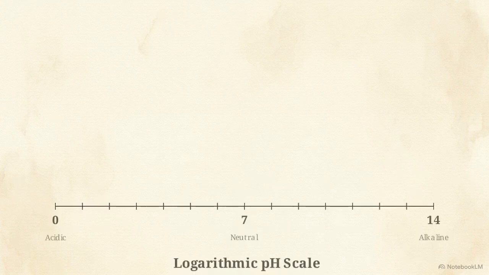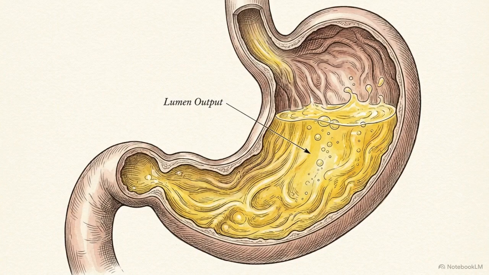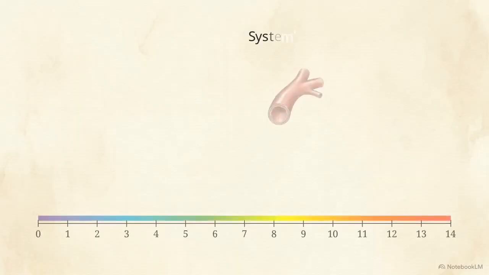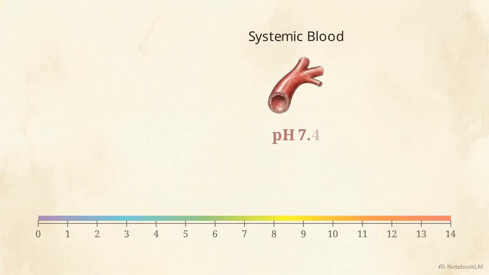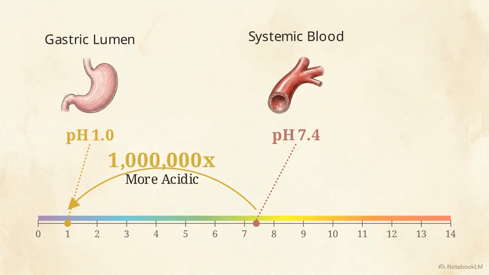Looking at this logarithmic pH scale, we can map the chemical gradient maintained between the systemic blood and the stomach. Every day, the stomach produces roughly 2 liters of gastric juice at a pH of approximately 1.0. Systemic blood, circulating just millimeters away, is regulated at 7.4. The fluid inside the lumen is over 1 million times more acidic than the blood supplying it.